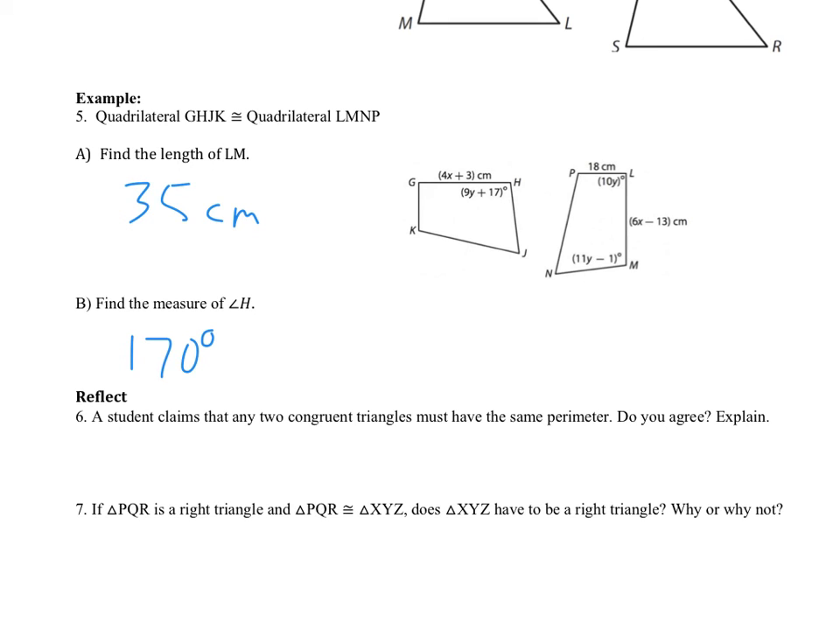All right, and then a couple questions to finish up to reflect on. So a student claims that any two congruent triangles must have the same perimeter. Do you agree? And then explain. And then if triangle PQR is a right triangle and triangle PQR is congruent to triangle XYZ, does triangle XYZ have to be a right triangle? Why or why not? So you'll answer in Edpuzzle, but then be ready to share out your answers for those two in class as well.